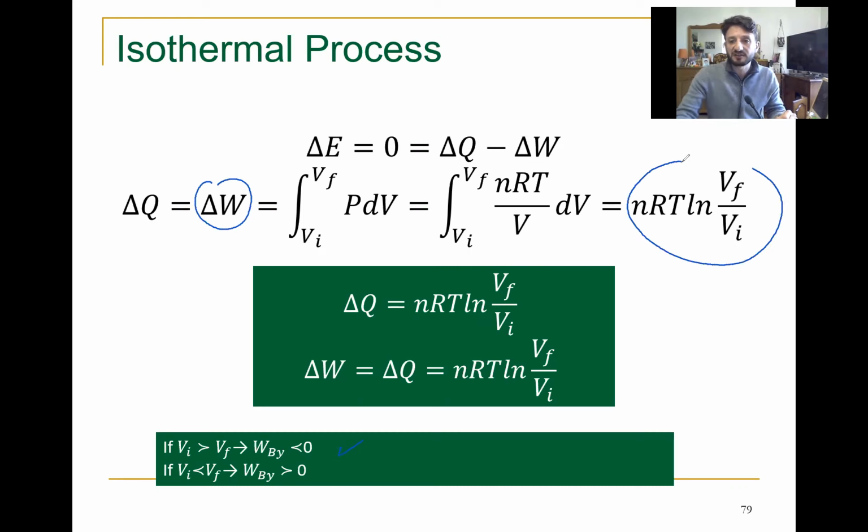case of T constant. You have to know that d omega equals dq if dE equals 0 and T is constant. And you also have to know that in the case of increasing the volume, Q is hot. In the case of decreasing the volume, Q is cold.